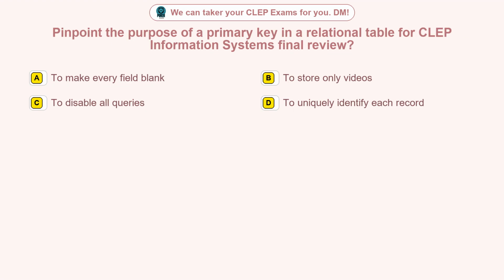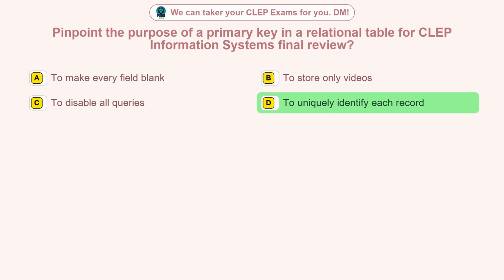Question 79. Pinpoint the purpose of a primary key in a relational table for CLEP Information Systems final review. Option A. To make every field blank. Option B. To store only videos. Option C. To disable all queries. Option D. To uniquely identify each record.